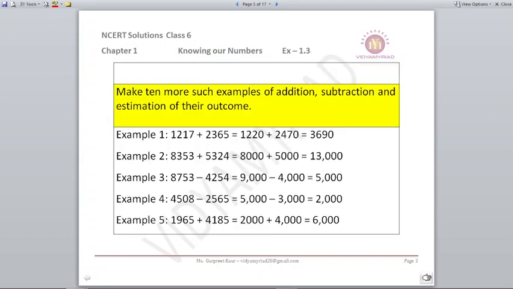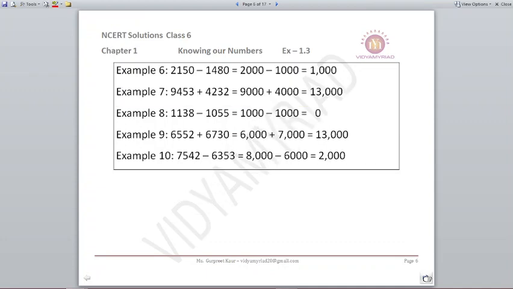Make 10 more such examples of addition, subtraction and estimation of their outcome. Now I have taken a couple of examples, 10. You can choose any of your examples, whatever you feel like. Any of the thousands, nearest to thousands you can take. You can add or you can subtract. It's your way of doing it. So I am just showing you what kind of examples I have taken. You can choose your numbers and give the examples for that.